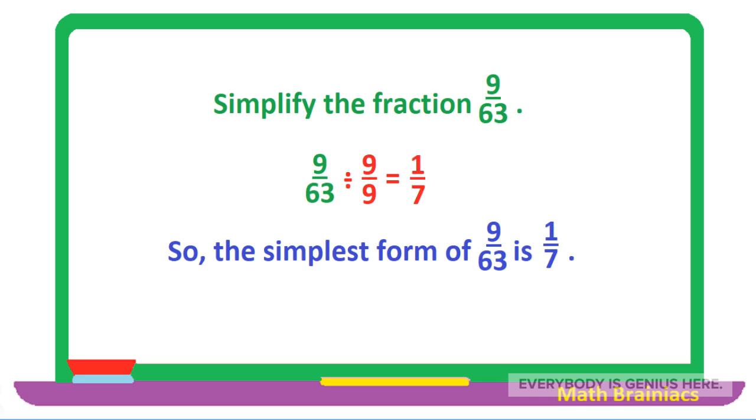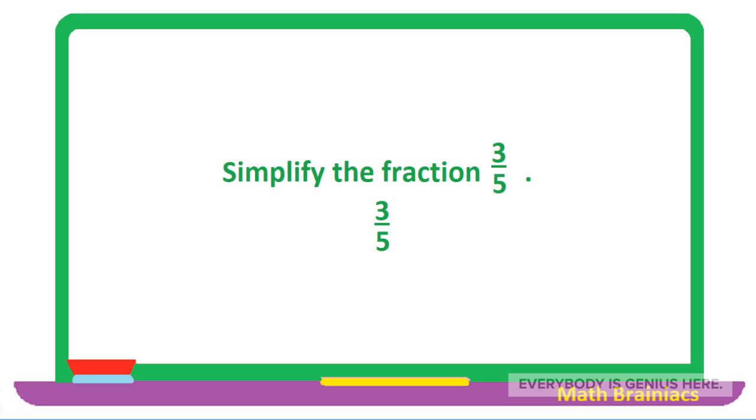Like in this case, 3 is a common factor of 9 and 63, but 9 is also a common factor of the same fraction. So we're going to take the 9 so that we can come up with the simplest form of the fraction. If in case the fraction that you're going to simplify does not have a common factor, then the fraction is already in its simplest form.